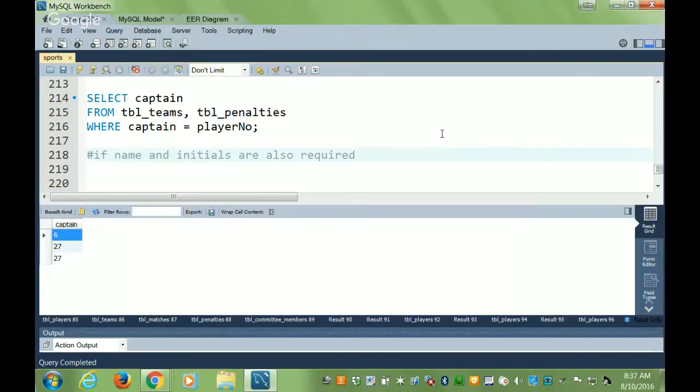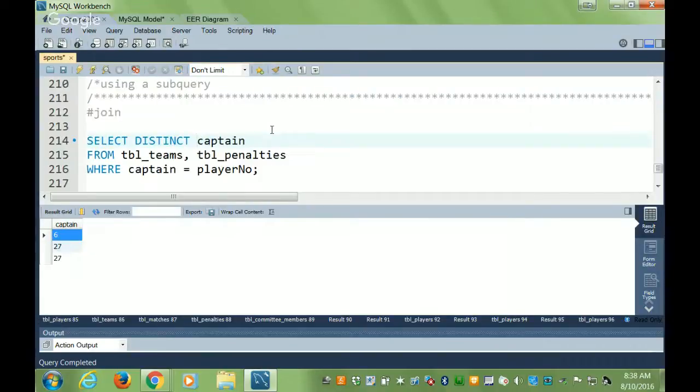So sometimes you may not think about it when you're writing it. When you see the answer, you say, oh, I don't want to see his name again. Right? So all you will do is add the word distinct. Okay, so that's a normal join, an inner join.